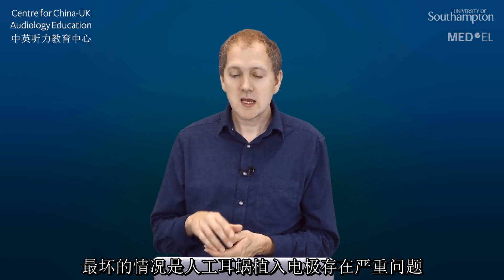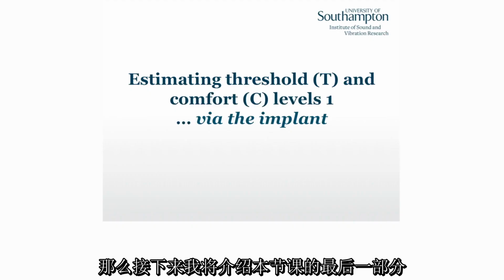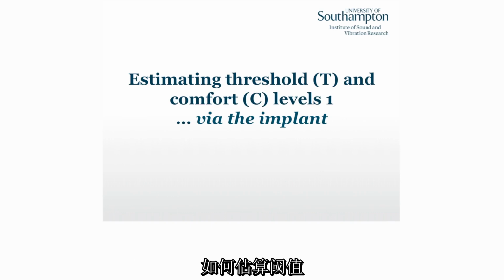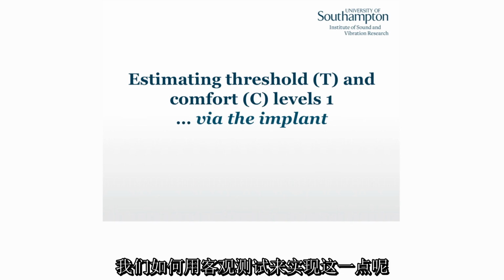In the worst case, that could be that there's a serious problem with the implant array. So when we see a lot of change in the impedance over time, that's not a good sign generally. So then I'm going to come on to the last section of this presentation, which is to do with how do we estimate thresholds. So both the threshold level and the comfort level, the C level, and how might we do this with objective methods.